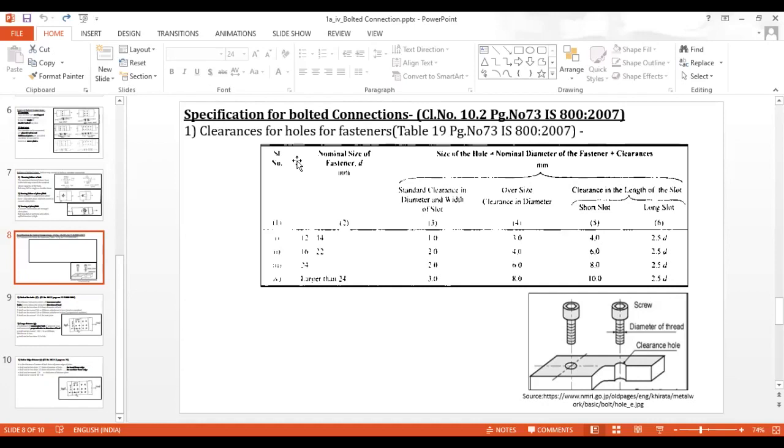Now for an example, if the nominal size of the fastener is 12 mm to 14 mm, then the standard clearance is 1 mm. It means if my diameter of the bolt is 12 mm, then my diameter of the hole is 13 mm. And all these things are taken from Table number 19, page number 73.